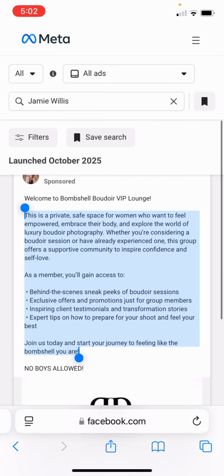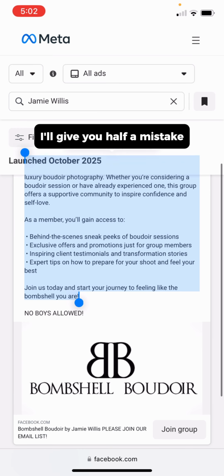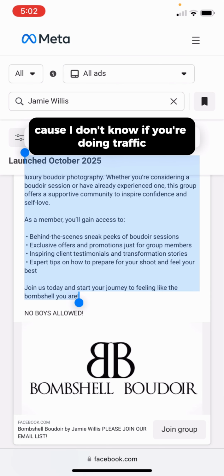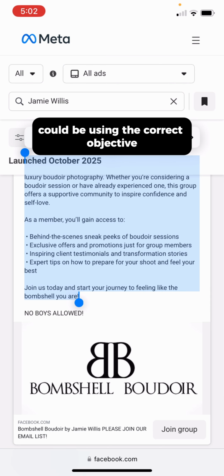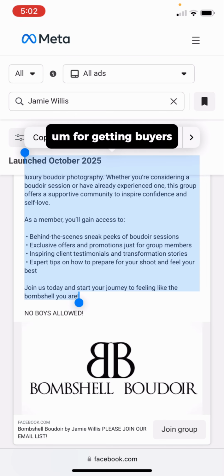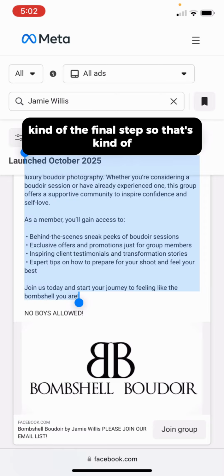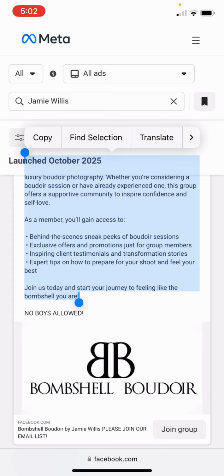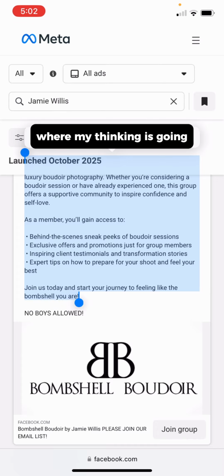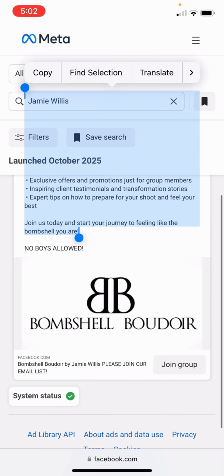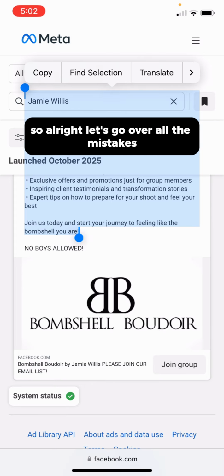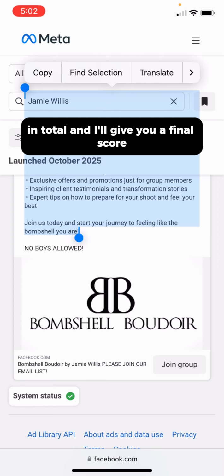All right, so yeah, I'll give you half a mistake because I don't know if you're doing traffic, could be using the correct objective for getting buyers. I'm assuming you ran ads to eventually get buyers, kind of the final step. So that's kind of where my thinking's going. So all right, let's go over all the mistakes in total.